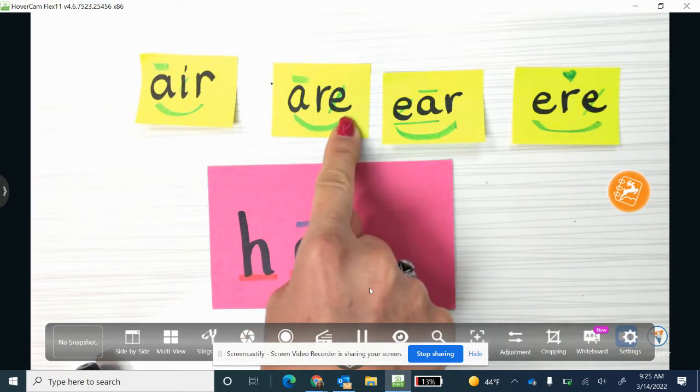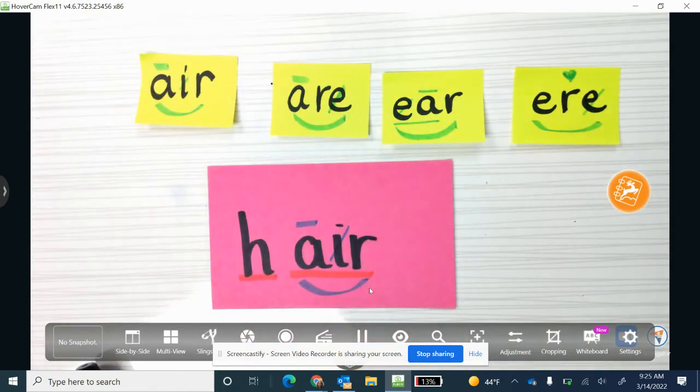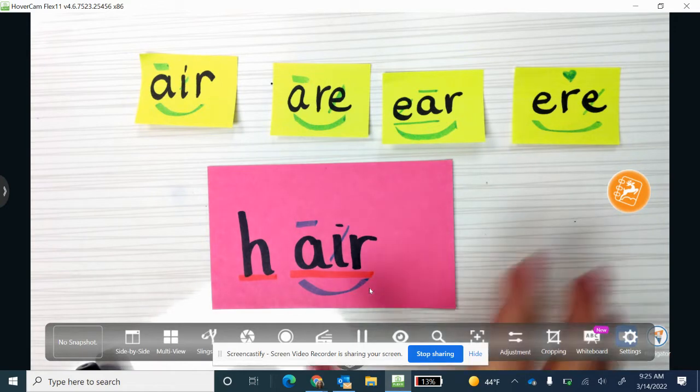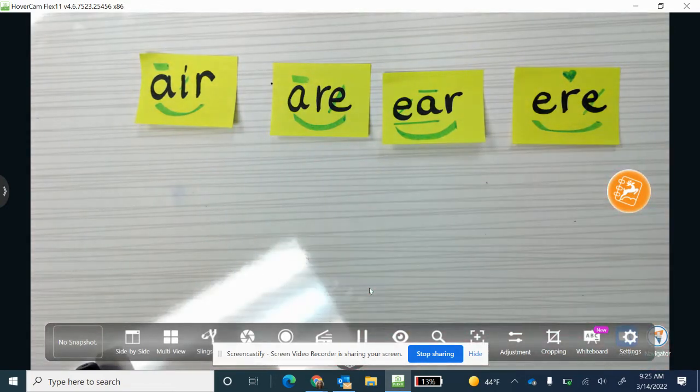Does anyone know this type of hair? It's a rabbit, yes, a rabbit. Okay, hare. Like the tortoise and the hare.